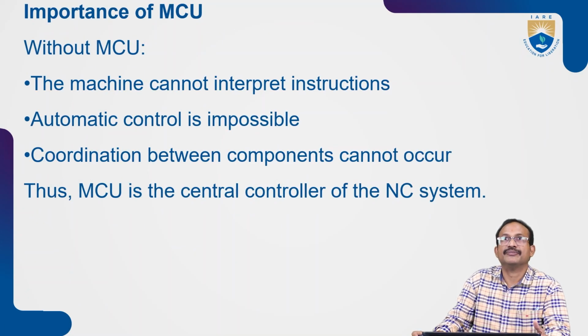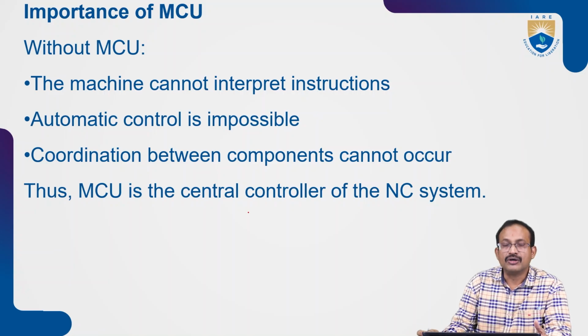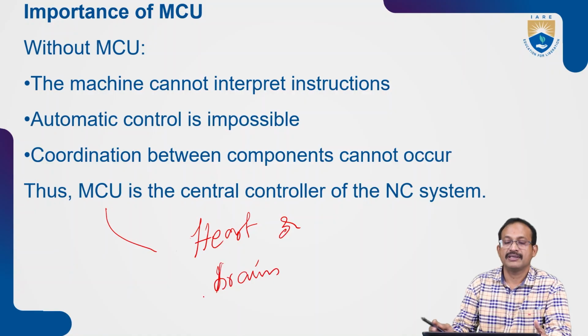Next, importance of MCU. Without MCU, the machine cannot interpret instructions. Automatic control is impossible. And coordination between components cannot occur. Thus, MCU is the central controller of the NC system. That's why we told this is either heart or brain of the NC system. MCU is called heart or brain of the NC system.